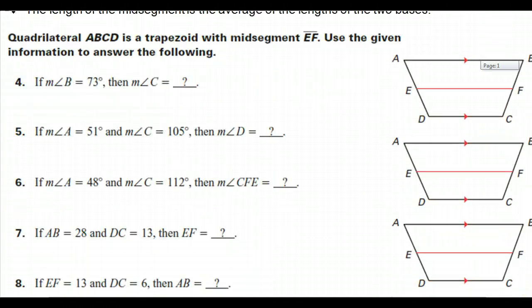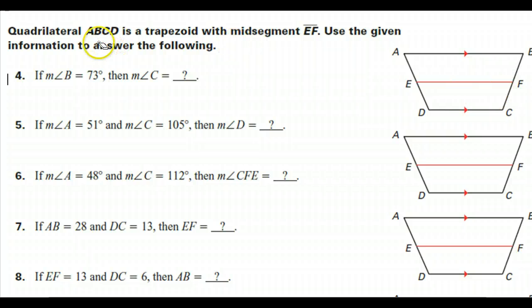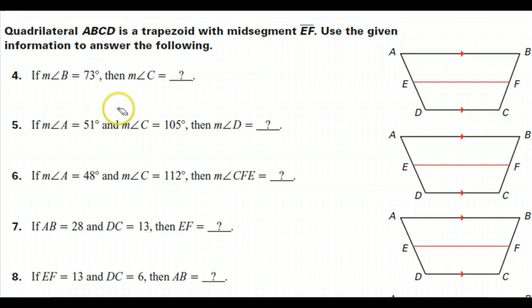Anyways, quadrilateral ABCD is a trapezoid with mid-segment EF. Use the given information to answer the following. Okay, angle B is 73 degrees. Find the measure of angle C. Okay, so we're being given that this over here is 73 degrees. We're supposed to find this down here.